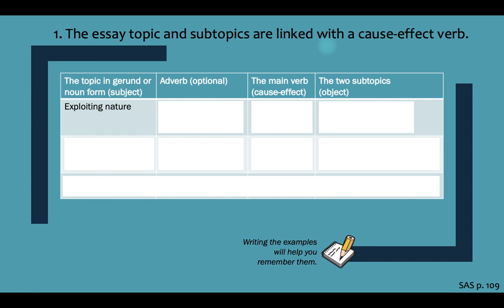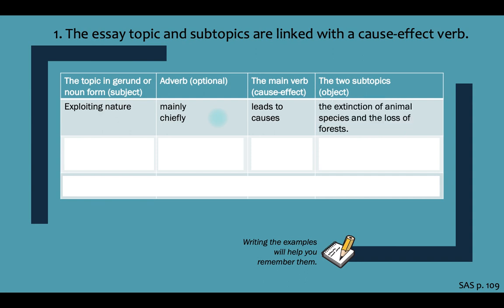Exploiting nature. This is our essay topic, and here it's in gerund form because we're using that verb with the ing, turns it into a noun. Exploiting nature, mainly or chiefly, you can use synonyms, leads to or causes the extinction of animal species and the loss of forests. So here we have, with the and, we have our two subtopics. And they both are noun phrases.